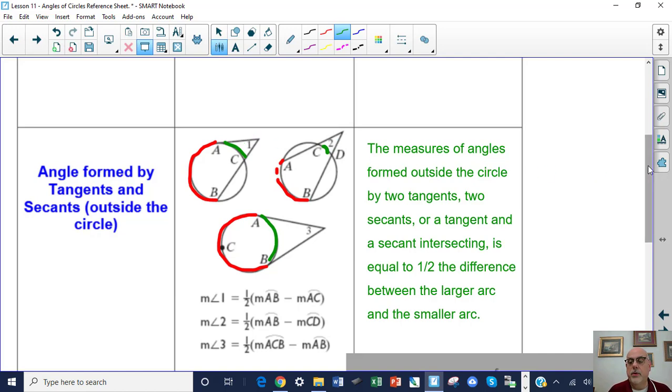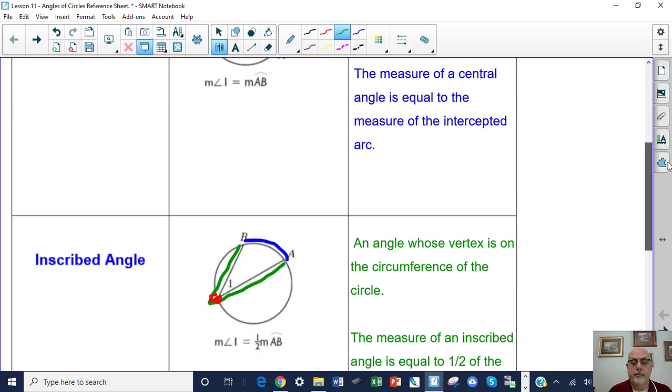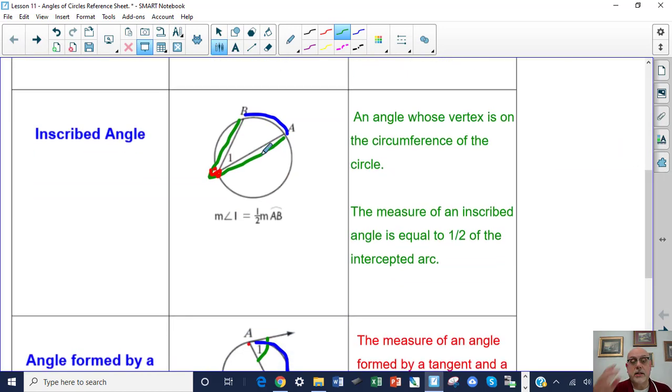All right, let's review this before I end this. Central angle, the vertex of the angle is at the center of the circle. It's a one-to-one relationship between the measure of the intercepted arc and the angle. An inscribed angle has its vertex on the circumference of the circle. An inscribed angle is half of the intercepted arc.